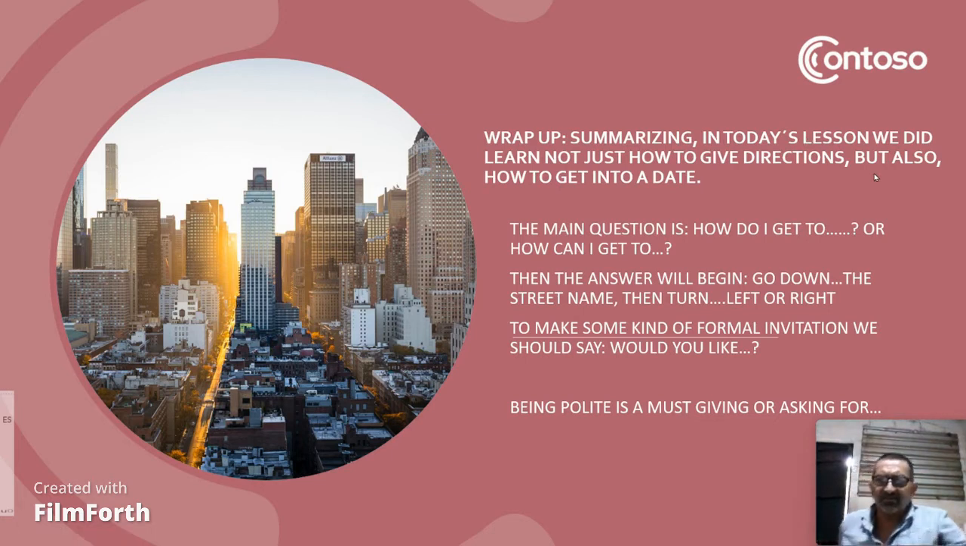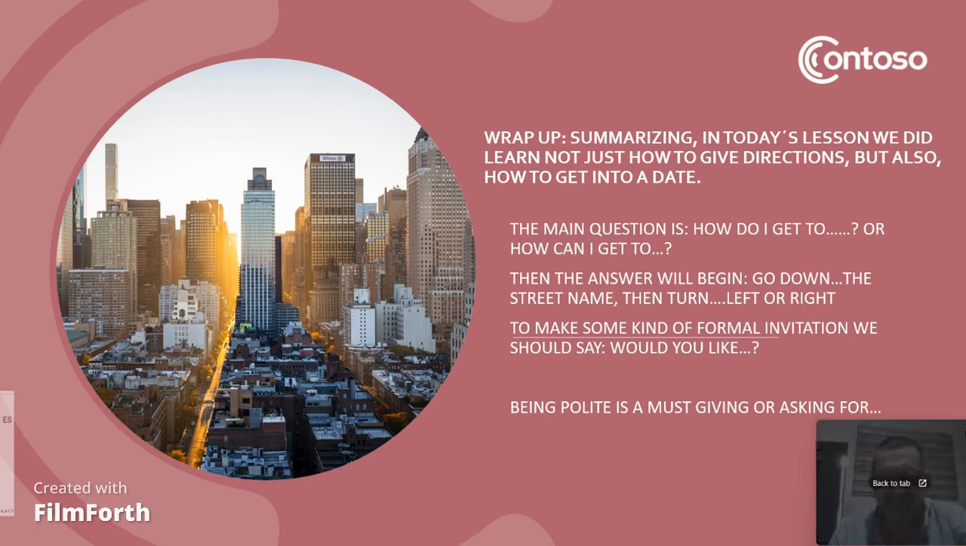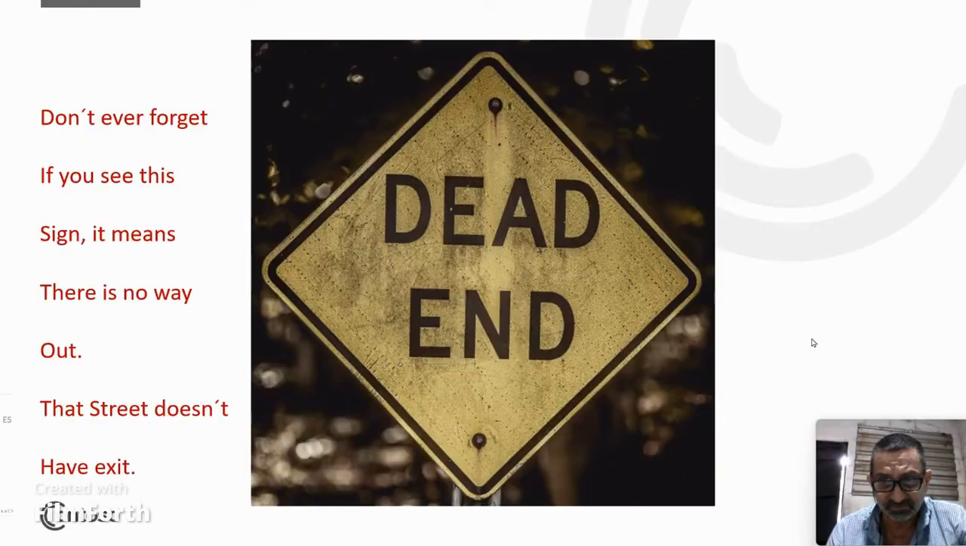Summarizing in today's lesson, we did learn not just how to give direction, but also how to get into a date. And the main question for directions is, how do I get to, or how can I get to? Then you add the place where you want to go. Then the answer will begin, go down, then the street name, and then turn left or right, etc. To make some kind of formal invitation, we should say, would you like? And don't ever forget, being polite is a must, giving or asking for help or for directions in this case, or if you are asking somebody to go out. Well, we should be polite in all our daily activities.